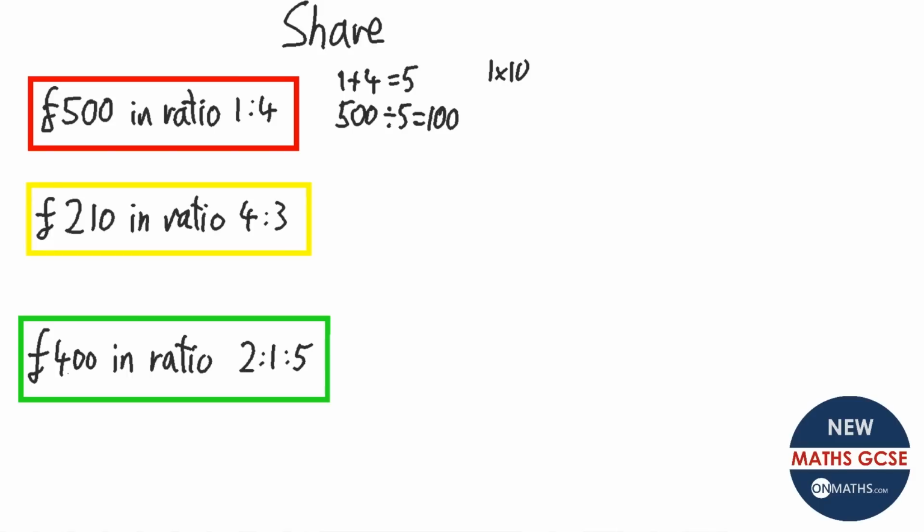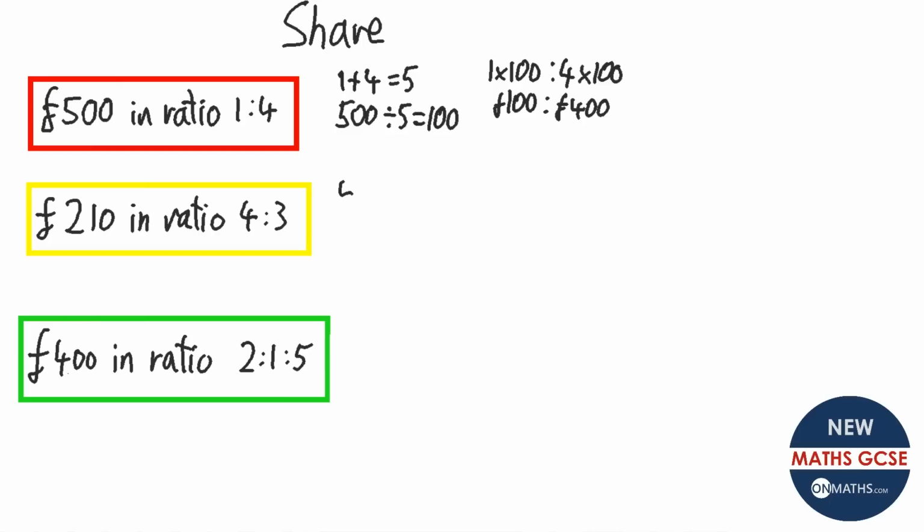So 1 times 100 and 4 times 100. So that's going to be £100 on the left hand side and £400 on the right hand side. 100 plus 400 is 500, so that works.